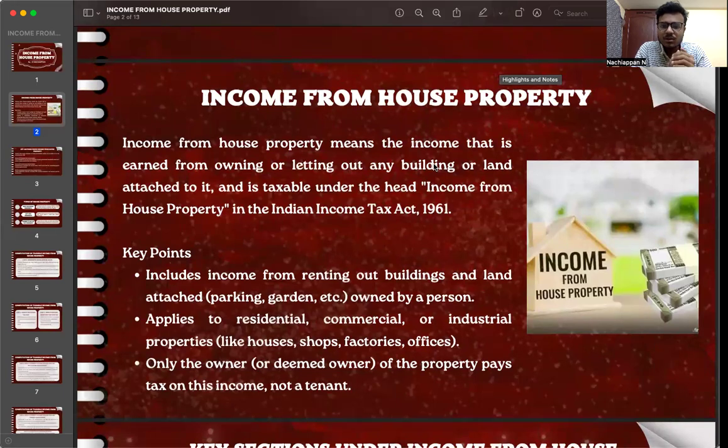So it includes income from renting out buildings and lands attached to it, which may include parking spaces, etc., which is owned by a person. It applies to any residential, commercial, or industrial buildings. It could be houses, shops, factories, whatever. And only the owner or the deemed owner is taxed for the income earned through rent. The tenant doesn't need to pay any tax on the rental income.